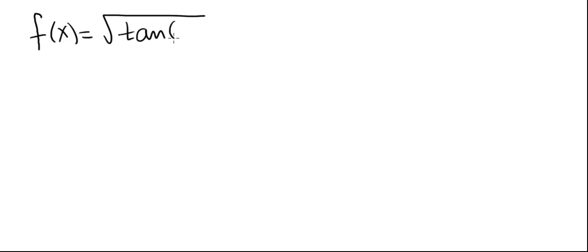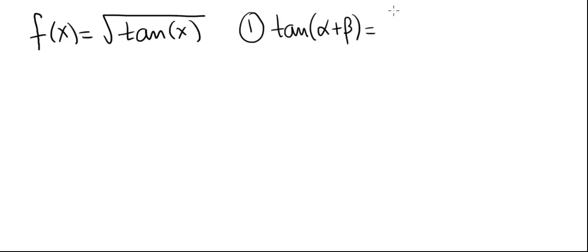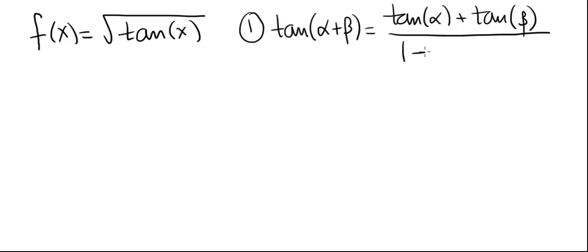We're going to use the definition of the derivative to differentiate f of x equal to the square root of tangent of x. To do it, we'll need the following results. The first one is a trig identity, which is tangent of alpha plus beta is equal to tangent of alpha plus the tangent of beta divided by 1 minus tangent alpha times tangent of beta.